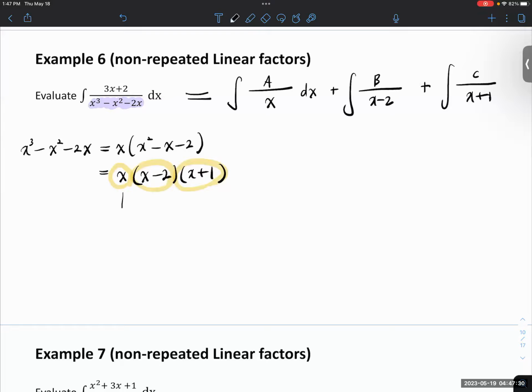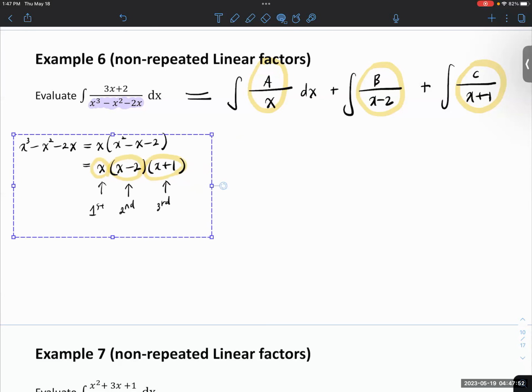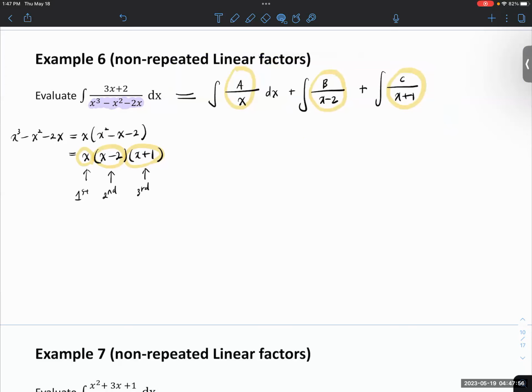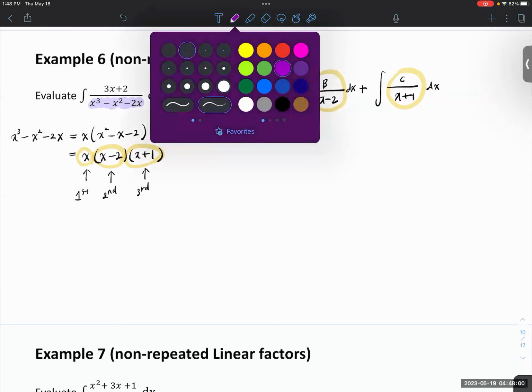Okay, so this is your first denominator, second. The order does not matter. So you're going to find that these are your partial fractions: a over x, b over x minus 2, c over x plus 1. And then we're going to take the integral at the end. So let's find out A, B, C. There should be dx at the end. So I'm going to find A, B, C.